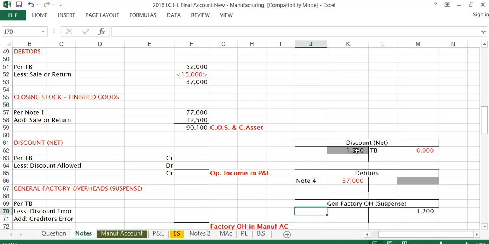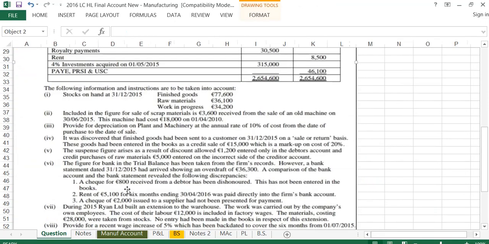And again, quickly, I'm just going to put in the trial balance figure for the general factory overheads, including suspense, in red, of 86,400. So it was put in debtors, it wasn't put in the discount, so I needed to put in discount, and then it'll always go on the opposite side in the suspense account. So that's the first part of the suspense note done.